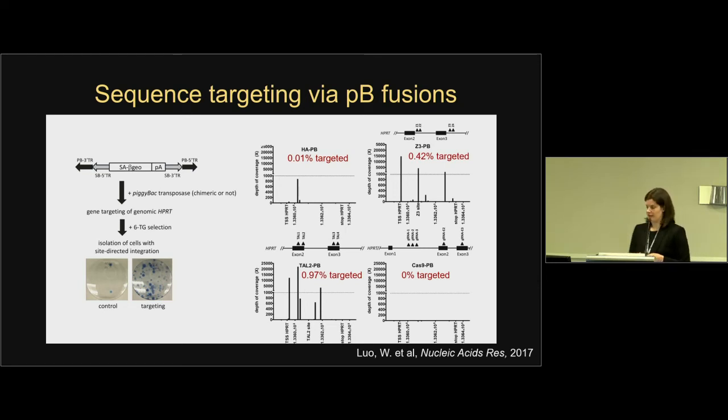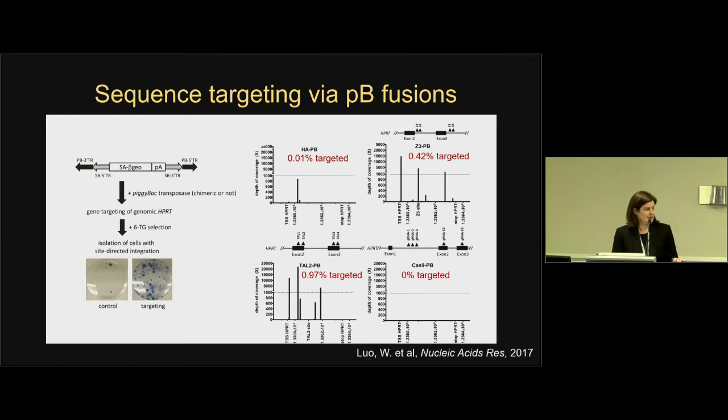So our lab has made fusions, and here I'm showing a zinc finger piggyBac transposase fusion, a tau piggyBac transposase fusion, and a Cas9 piggyBac transposase fusion. And so with regular piggyBac targeting to the HPRT locus, so we can do this kind of selection, you get 0.1% in that locus. With the zinc finger, it went up to 0.42%. With the tau, it went up to 0.97, so almost 1% targeted.